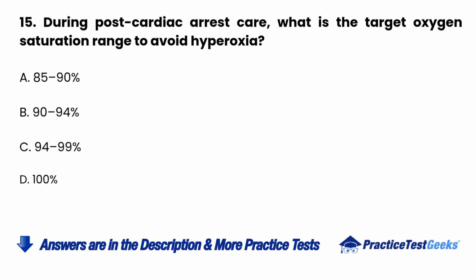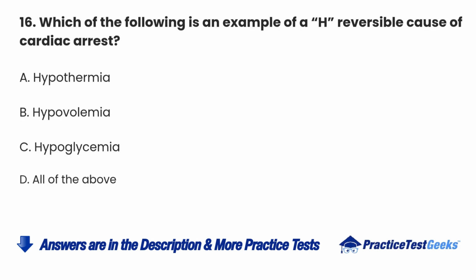15. During post-cardiac arrest care, what is the target oxygen saturation range to avoid hyperoxia? A. 85 to 90%. B. 90 to 94%. C. 94 to 99%. D. 100%.